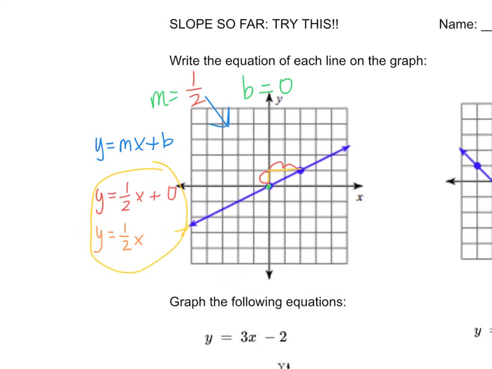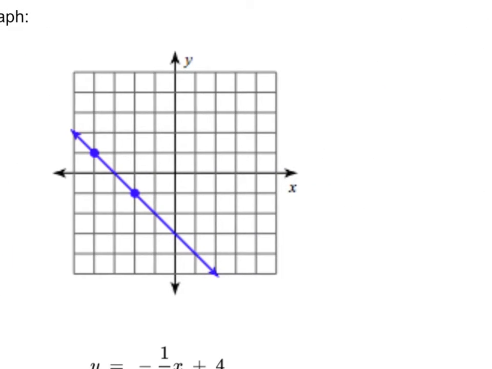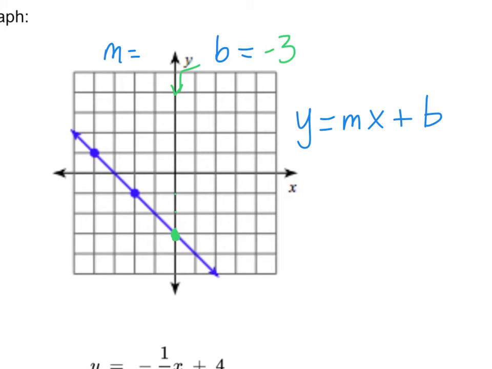Let's go on to the second one. Same process. We need to figure out the m and the b. And y equals mx plus b. Okay, so let's begin at the b. The b is the point where the line intersects with the y-axis. Okay, that's right here. That is -3, so the b is -3.